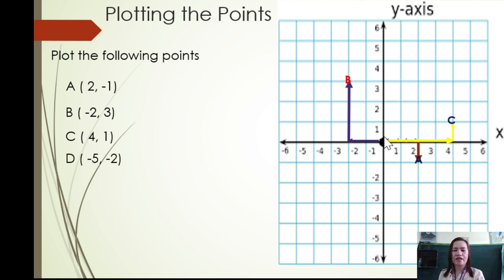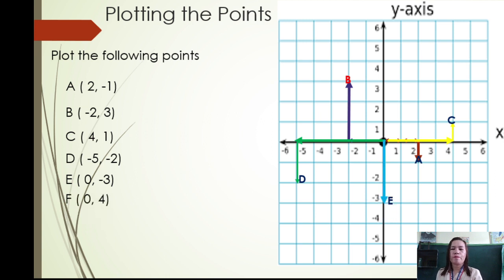For point D, the value of x is negative 5, so from the origin to the left. And the value of y is negative 2, so downward. That's point D. For point E, the value of x is 0, so the origin, and the value of y is negative 3. So from the origin, our direction is downward since it is negative. That's point E.